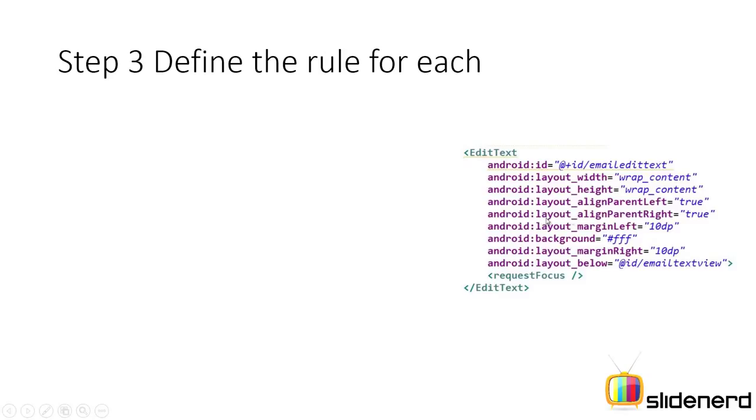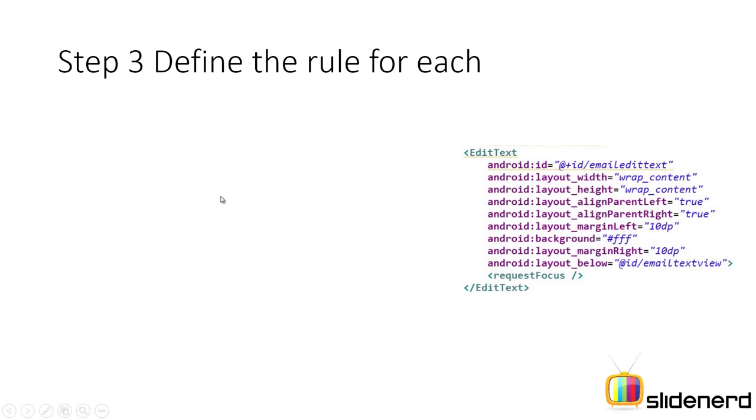Define the rule for each. Now, if you guys remember over here, it says align parent left is true, align parent right is true, below is something, right? Now, what does this mean? Now, when you say layout below, you're simply saying that this edit text should appear below this guy. And who is this guy? It is probably some other text view with an ID equals to email text view, right?